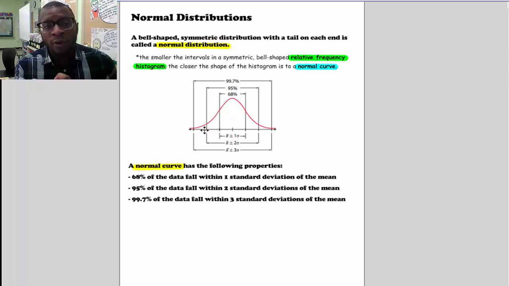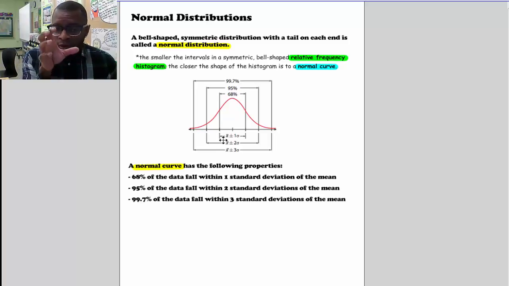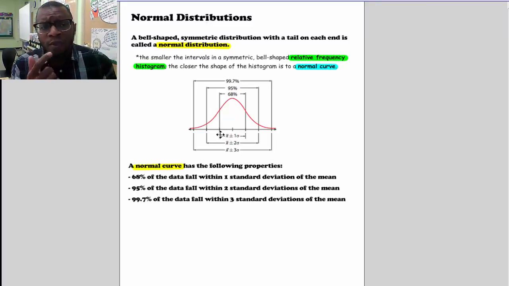Okay, when we talk about normal distribution, remember when we studied dot plots and we talked about the shape of the data set after we created our dot plots, and it could be one of three things. It could be skewed left, skewed right, or symmetric. Well, in normal distributions, the distribution of our data set is going to be symmetric. So the majority of our data is going to be in a cluster in the middle, and then we have a tail on each end. Okay, and that's what the normal distribution is. It's a bell-shaped symmetric distribution with a tail on each end.